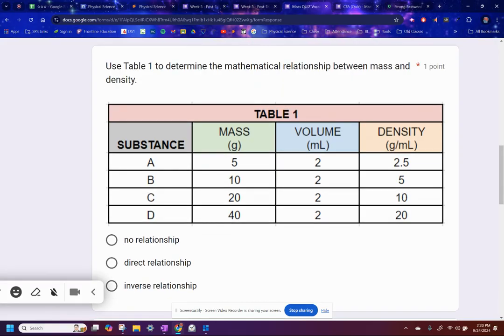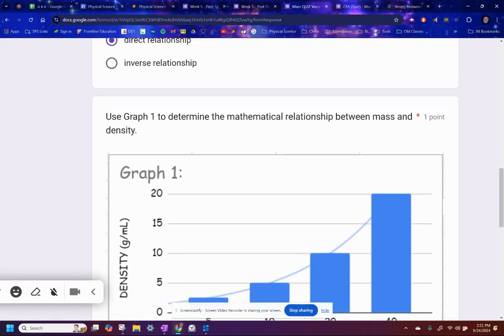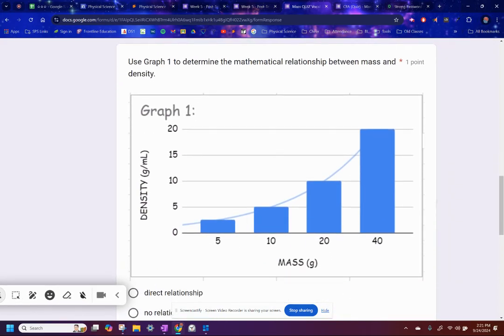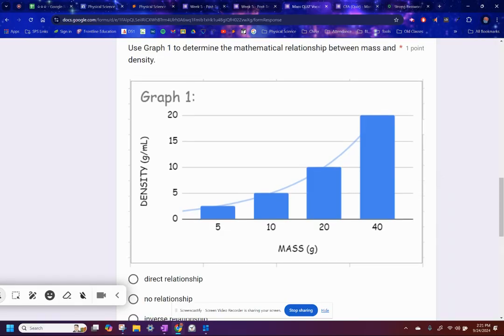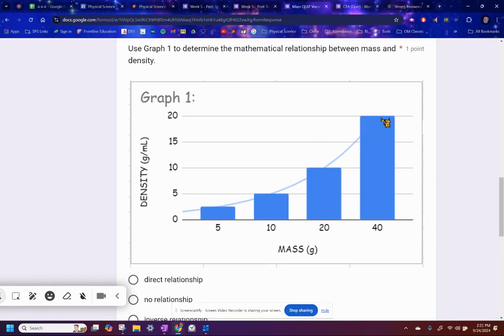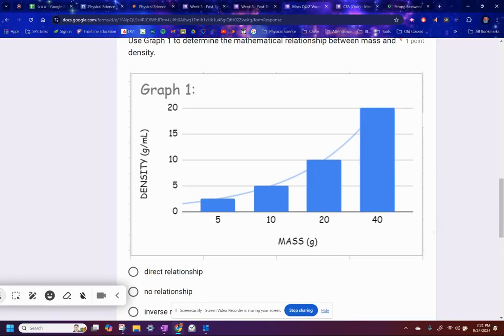Use table 1 to determine the mathematical relationship between mass and density. Mass, 5, 10, 20, 40. Density, are they increasing together? Increase, increase, increase. That's a direct relationship. Use graph 1 to determine the mathematical relationship between mass and density. If you have a positive slope, if it's going up, that's a direct relationship.